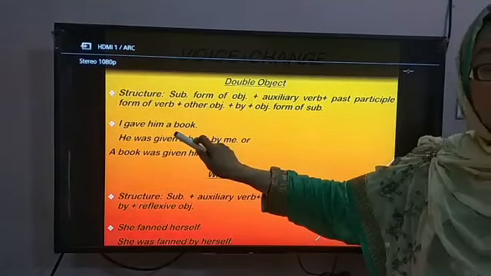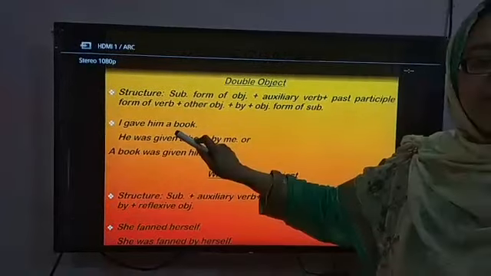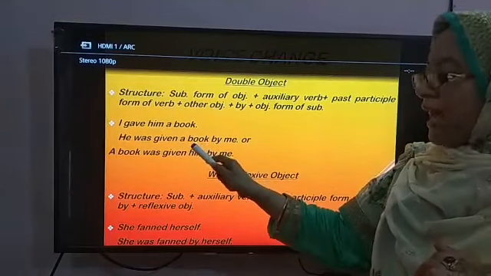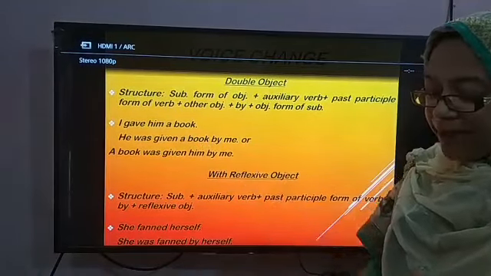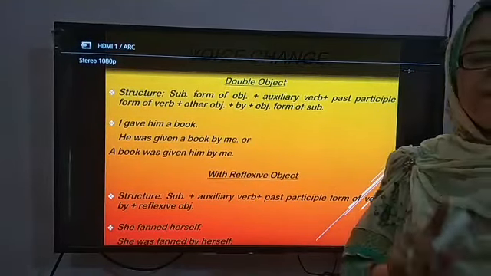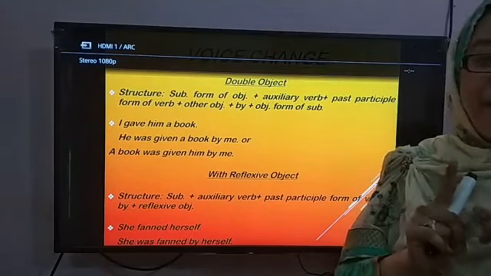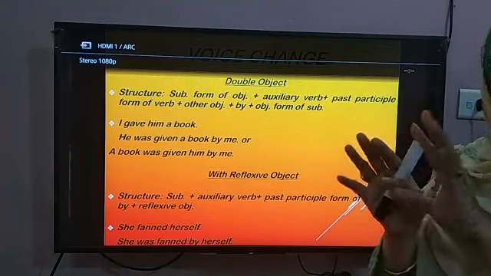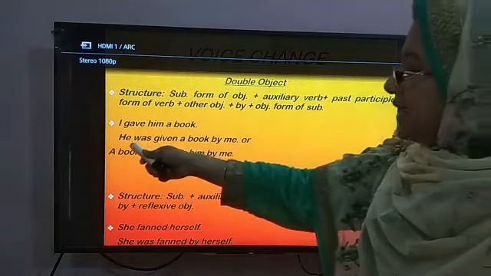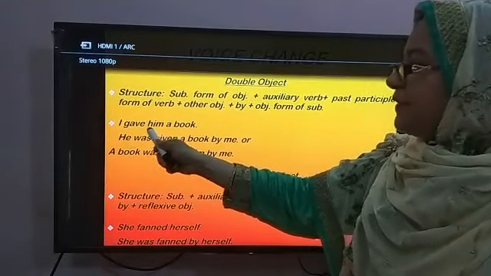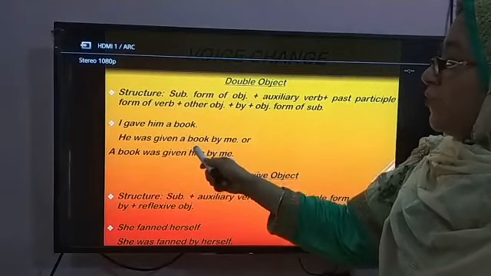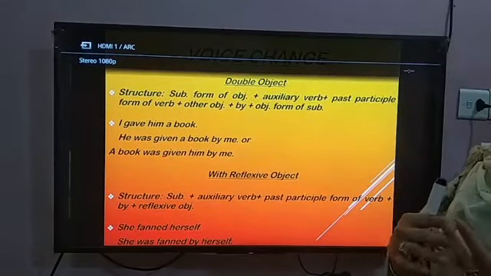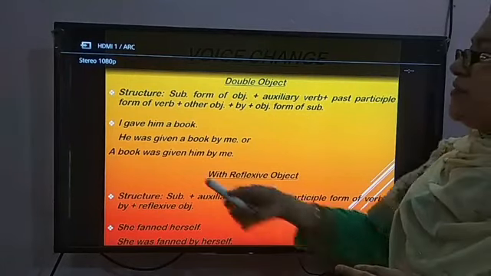This is the retained object, not changed. He was given a book by me. One object is changed, another is retained, not changed. Look here. One is changed, he, and another one, a book, is not changed. You can change it in another way. That means you can use the other object.